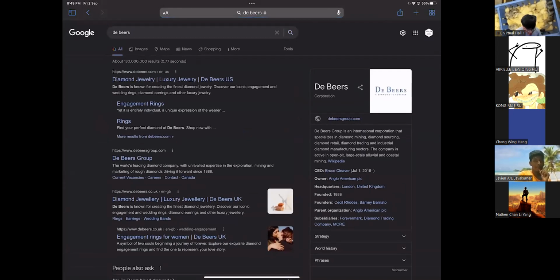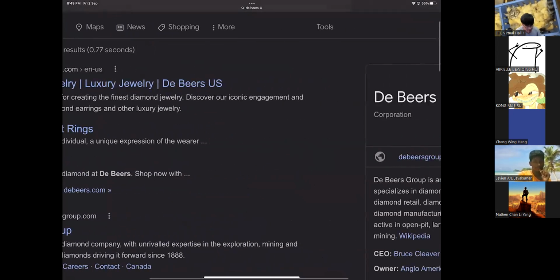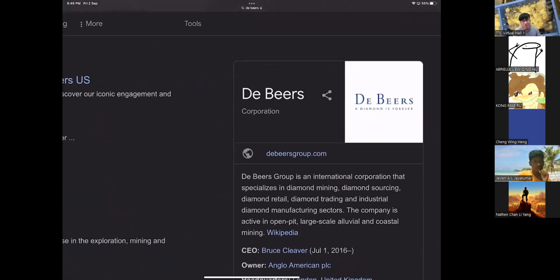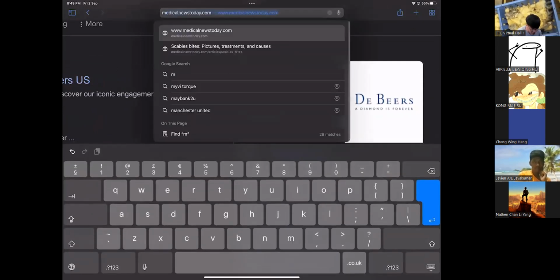They control like 90% of the share of diamonds. That's why they are so expensive, right? Diamonds, they're not rare at all. Okay, so if you want diamond, but if you cannot afford it, you can go for something.